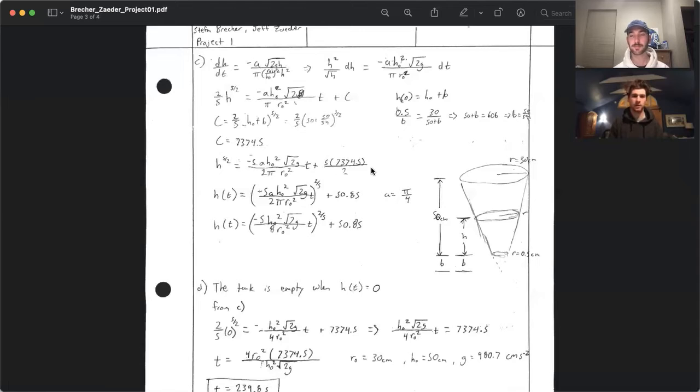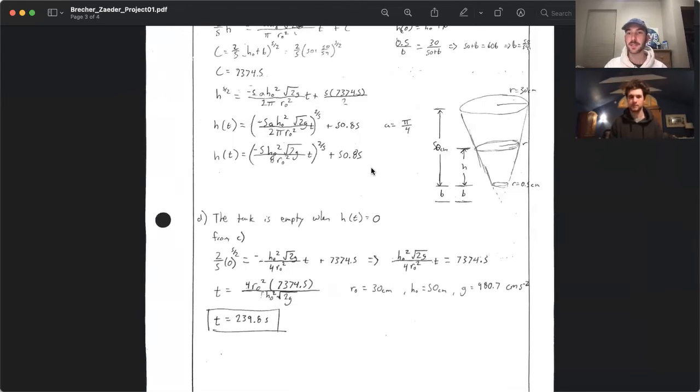We were then able to solve for c and find a constant of integration. And then we just use that constant of integration to have our height function. And we also were able to find the area of the small opening. We knew the radius, so we were able to do it as pi r squared. And so pi r squared in this case is just pi over 4.